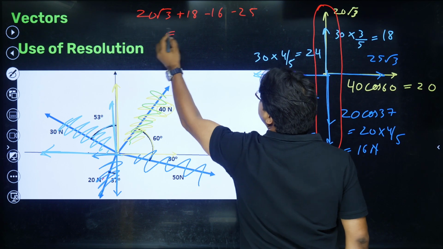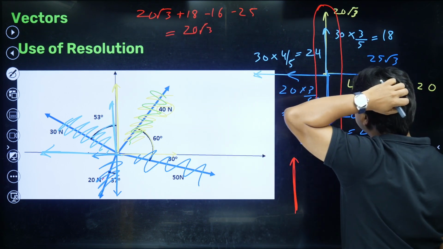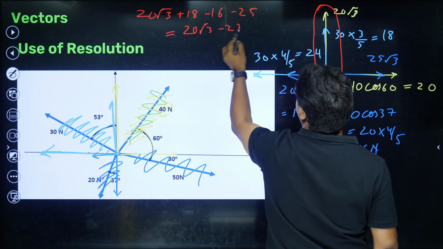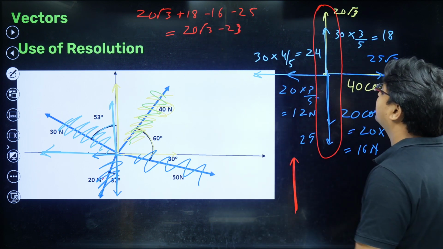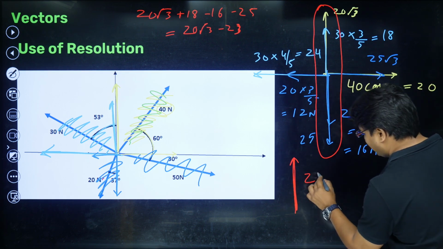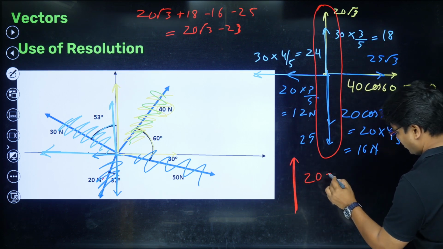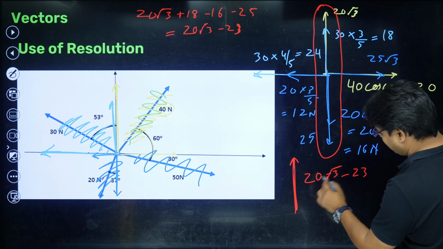So this is how much? This is 20 root 3 and then minus 23. Please check the calculations. There may be some error in the calculation, but just check it. Yeah, this seems right. So I have a single arrow now pointing in the upward direction, which is 20 root 3 minus 23.